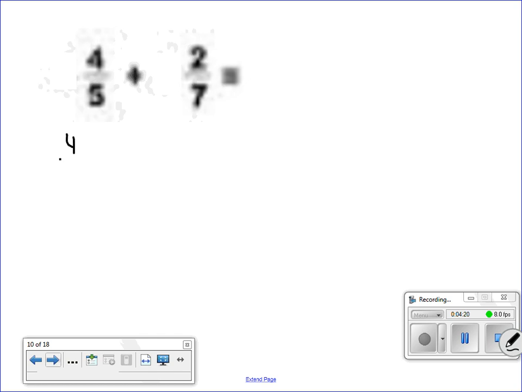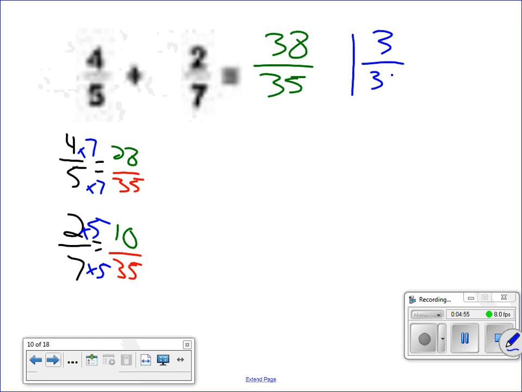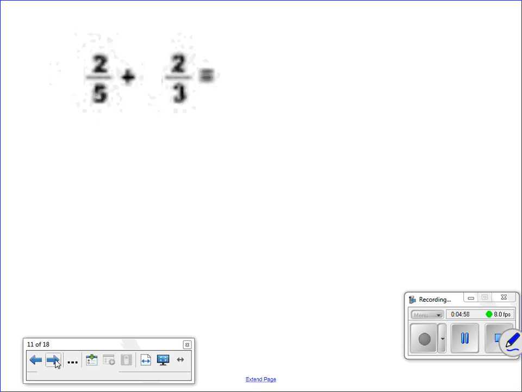This says 4/5 plus 2/7. My common denominator is 35. See why you need to know your facts, kids. I'm going to keep on telling you that every single time. Times 7, times 7, times 5, times 5. 4 times 7 is 28. 2 times 5 is 10. 28 plus 10 is 38 over 35. How many 35s go into 38? Once. How many are left over? 3/35.